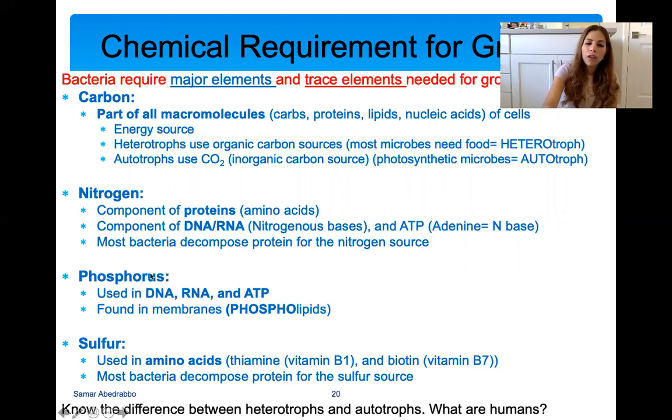And also phosphorus is important because we see phosphorus in DNA, RNA, and ATP, and membranes. So cell membranes are all made up of phospholipids, so we need phosphorus. And then sulfur is also an important element because it's part of some amino acids, so it's part of cysteine, for example, and this is important to make various proteins.